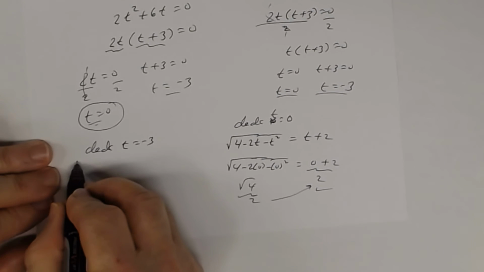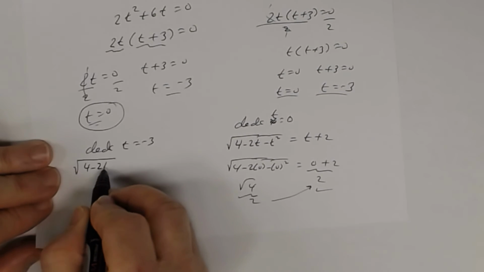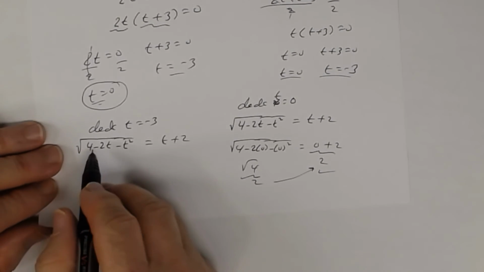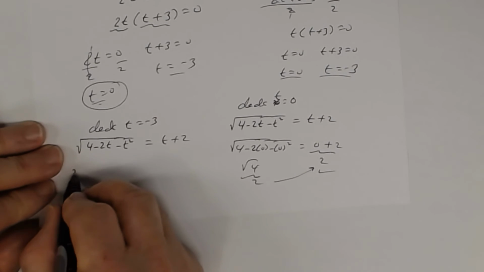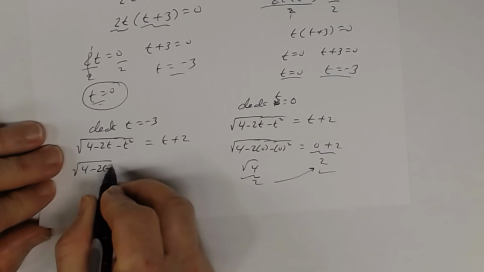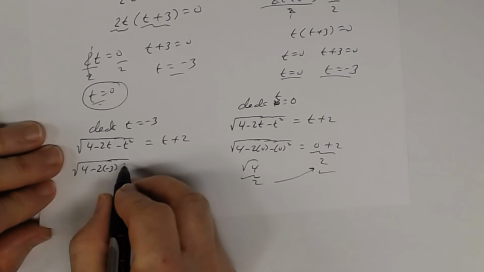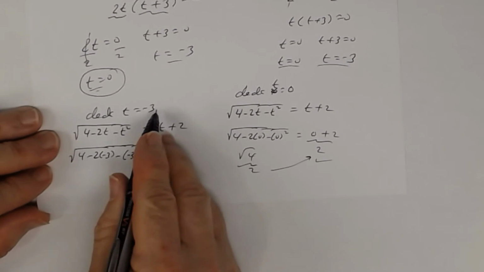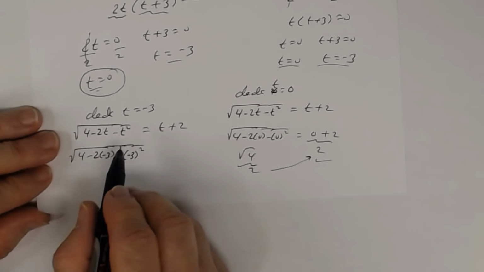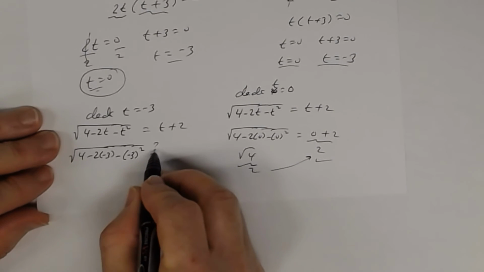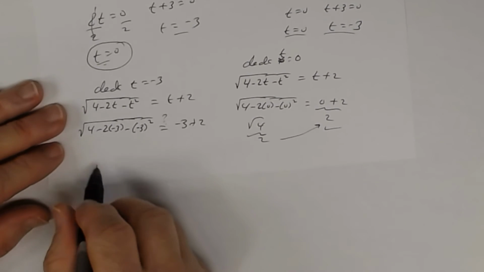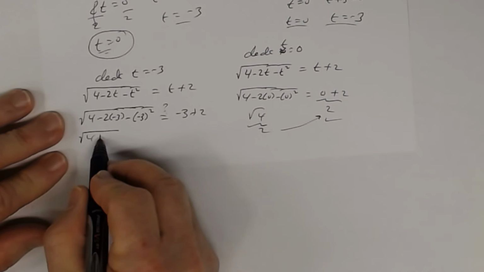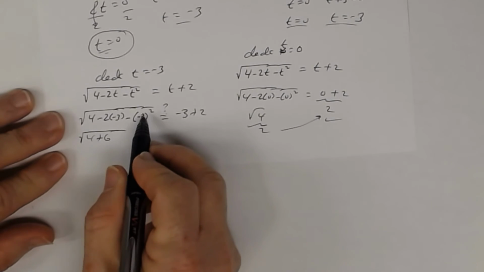Again, go back to the original problem, which was the square root of 4 minus 2t minus t squared equal t plus 2. Wherever you see the variable t, I'm going to substitute negative 3. So I get the square root of 4 minus 2 times negative 3. Be careful with the negatives. You're going to need parentheses. Minus, in parentheses, negative 3 squared. Be careful with the negatives when you're substituting negative values. And then you want to see if that's going to equal negative 3 plus 2. So let's look at this radicand. A negative 2 times a negative 3 is a positive 6. Now remember, you've got to square this negative 3 first.